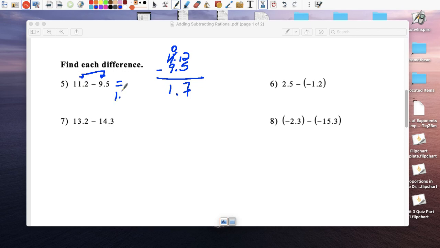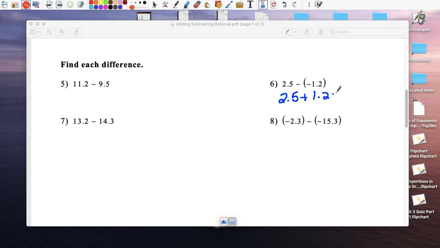And you have $1.07. Now, if by any chance you decide to change the subtraction problem to an addition, you change the subtraction to addition, and you change the 9.5 to its opposite, which is negative 9.5. If you want to look at it that way, you can, but it's not necessary. For the second one, maybe you do. It's 2.5, we're changing it to an addition, and then the additive inverse of negative 1.2 is 1.2. So if you want to see it this way because it's easier for you, be my guest.